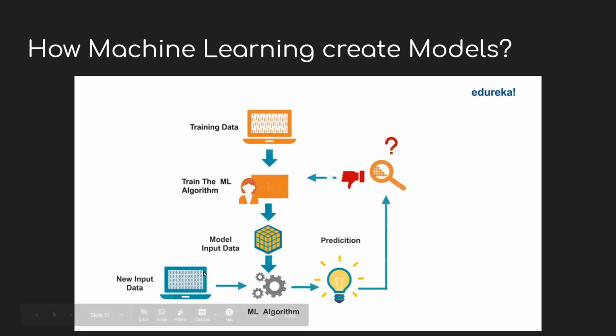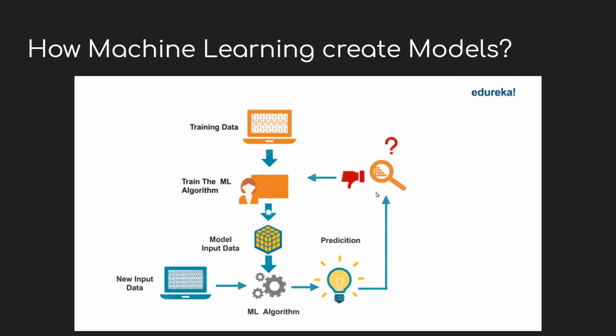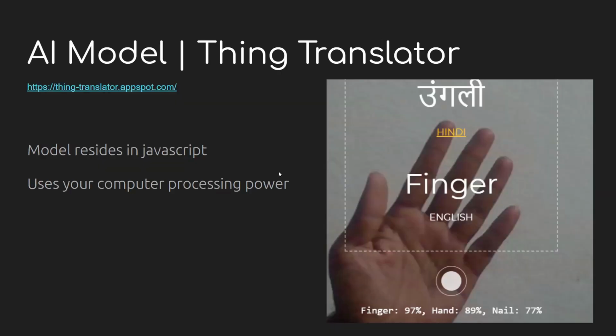Okay, so again test it, again check for the prediction. If everything is fine, and finally it works for whatever inputs, then you have a successful model. Okay, so this is the idea of machine learning, creating models. I'll move to some demonstrations now.